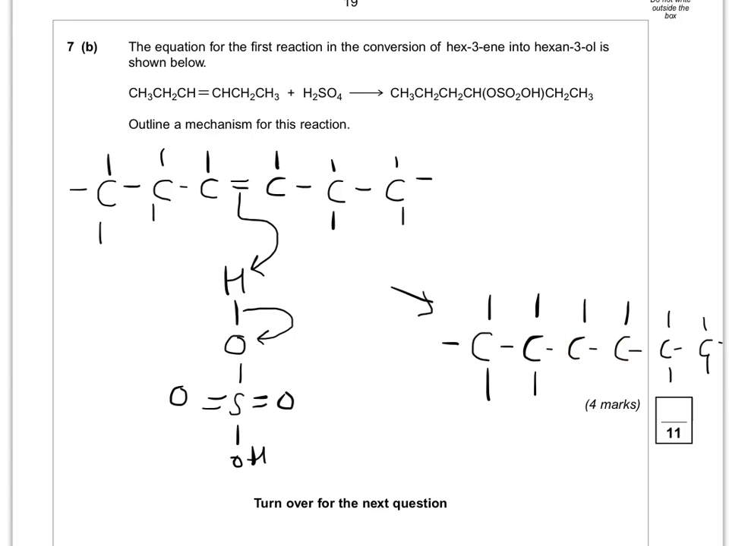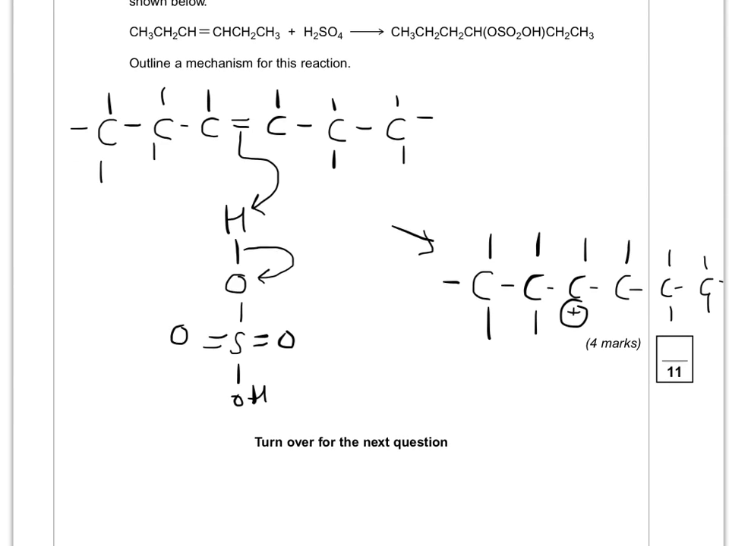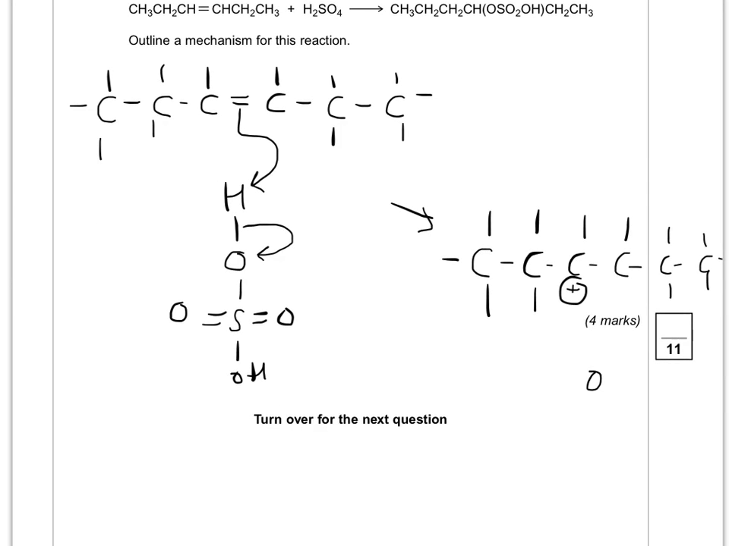And so you've got a positive charge on this carbon, or the other one, and then you've got your SO, double bond O, OH, negative charge on the O, and then a lone pair comes out and attacks that positive charge. Sorry, you should have an H on the other carbon that didn't get the positive charge earlier.